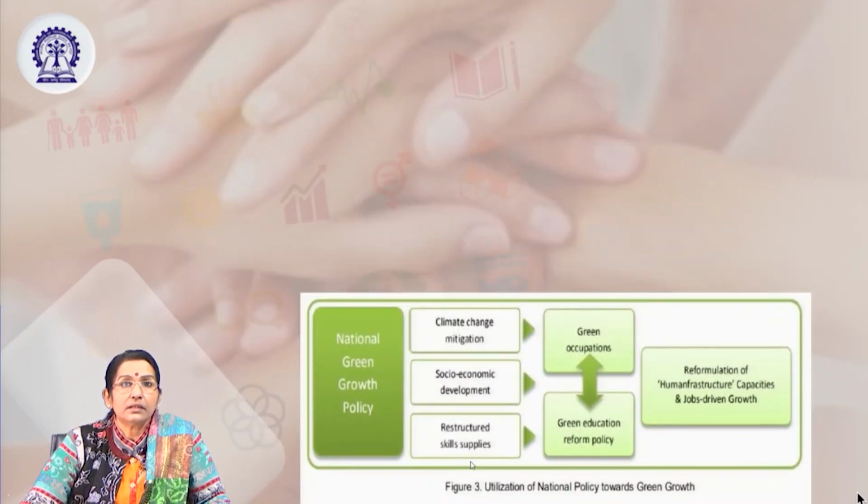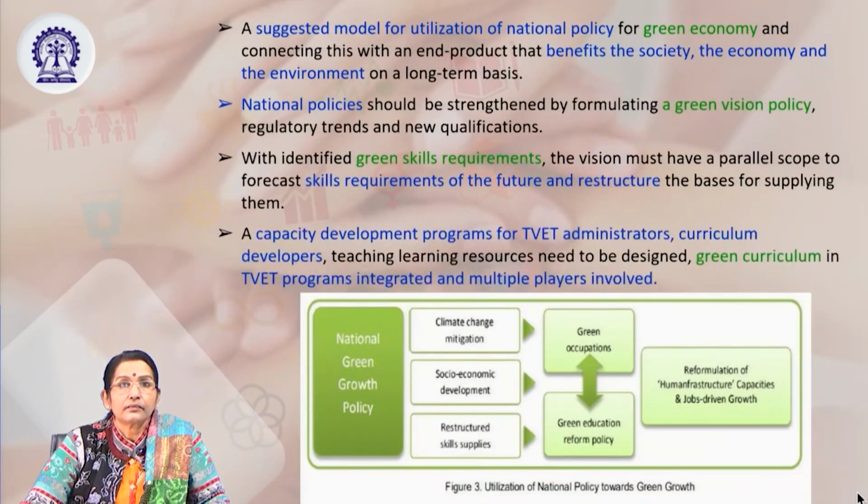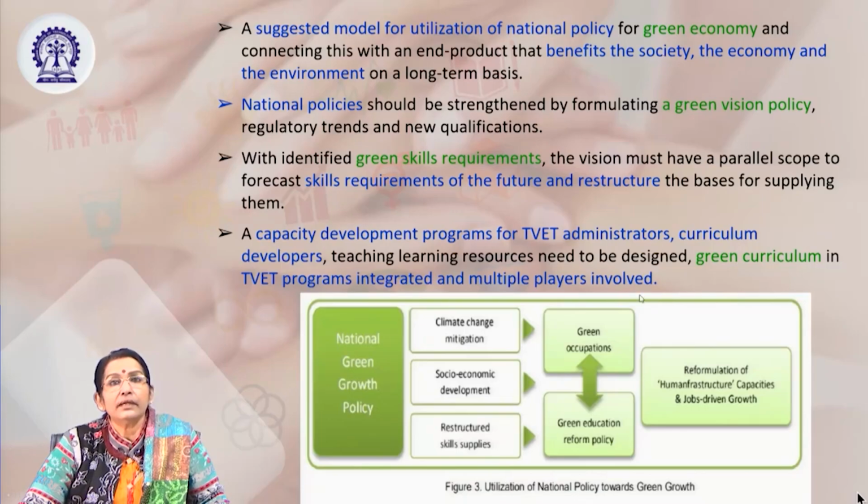This is the national green policy. So, this is the green policy, that is utilization of the national policy towards the green growth. So, this is the model which has been suggested for the national policy for the green economy, and connecting this with the end product of the benefit of the society, economy and the environment, because ultimately the beneficiaries will be the society, our economic structure, economic infrastructure, then environment.